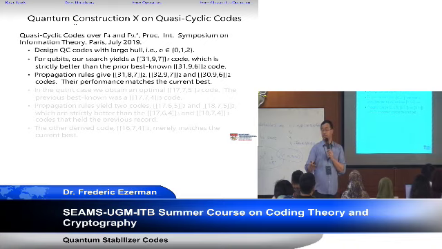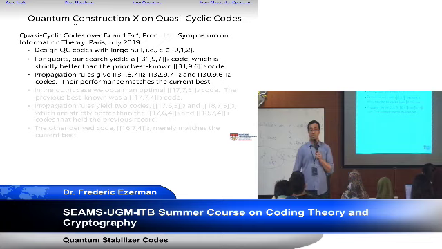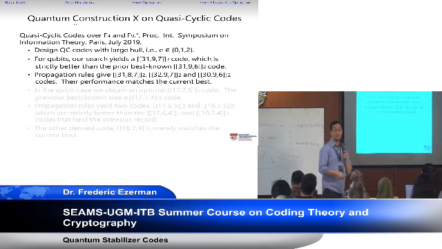So that says several things. Number 1, the state of the art here is not very high. There's still a lot of work to be done. And progress is relatively slow because determining minimum distance is a lot of work.